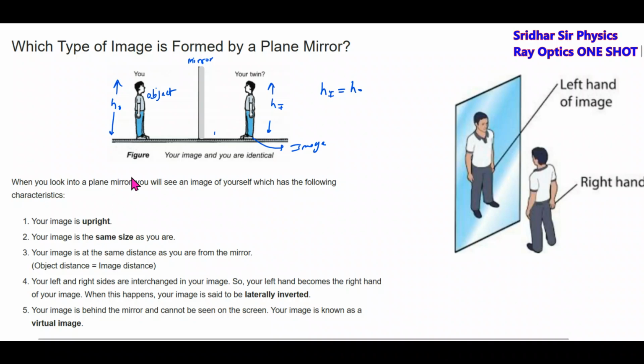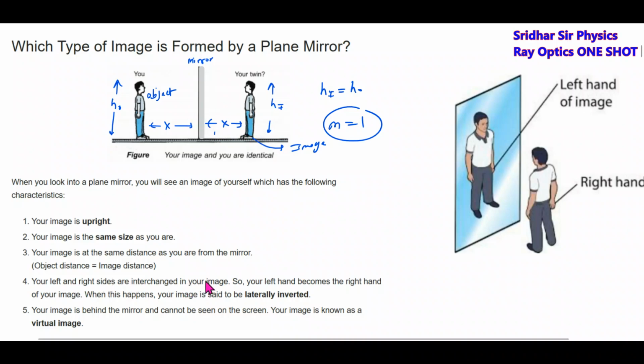And your image is upright. So add a foot, here also add a foot. Your image is the same size as you are, no magnification. The magnification by the plane mirror is equal to unity. Your image is at the same distance as you are from the mirror. So object distance should be equal to image distance.